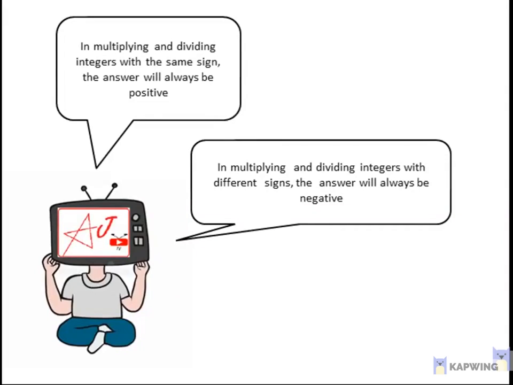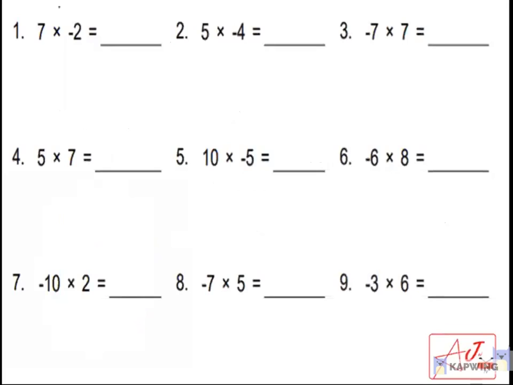Let's have some examples. For number 1, we have 7 times negative 2. So the first thing that we need to do in multiplying and dividing integers is to observe sa kanilang sign. So number 1, isang positive 7 at negative 2. Since magkaiba ang kanyang sign, according sa rule ng multiplying and dividing integers, kapag magkaiba ang sign, ang answer ay negative. So negative po ang answer natin. And 7 times 2 is 14. That's why 7 times negative 2 is equal to negative 14.